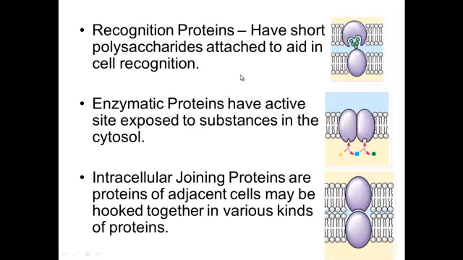You can have recognition proteins. So if this is a white blood cell and this is a normal body cell, that white blood cell is going to look for a specific recognition protein that has a carbohydrate sticking out on it, and it's looking for the specific carbohydrate. It says, oh, that carbohydrate's normal to you, that cell is you. It's not a foreign body.